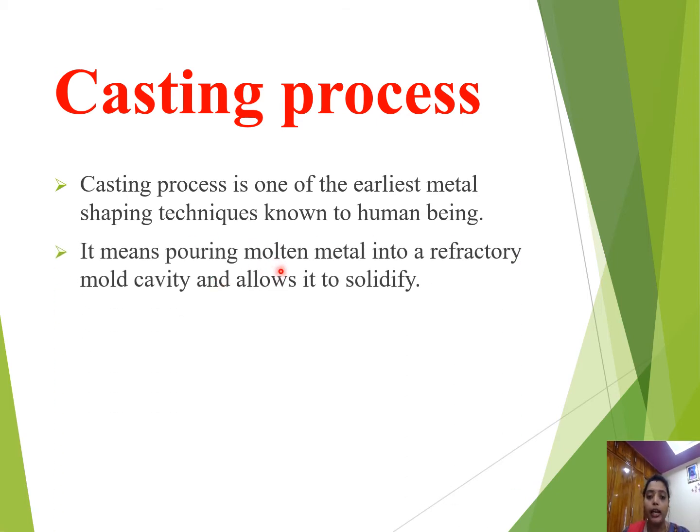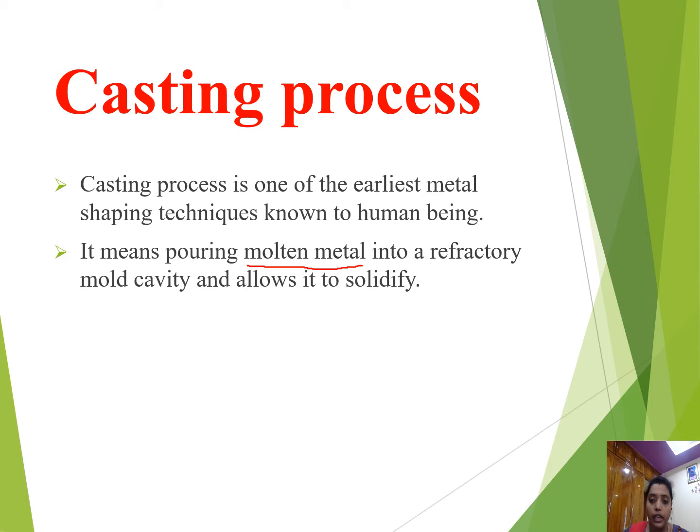It means pouring molten metal into a refractory mold cavity and allowing it to solidify. Here we are melting the raw materials, and that melted raw material is known as molten metal. We pour that molten metal into a refractory mold cavity. Mold cavity means the shape we require. The shape is taken by using patterns. Those we will know in the next session.